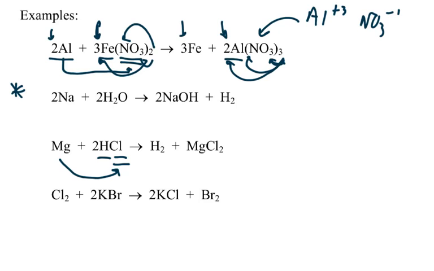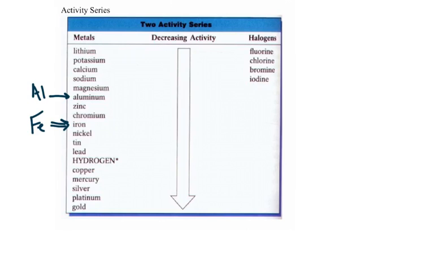Let's go back to the list and let's take a look here. We'll erase these two. So magnesium is the one trying to cut in. Magnesium's way up here. Hydrogen is way down here. So this will happen, okay? As long as you're the higher one on the list, it will cut in.